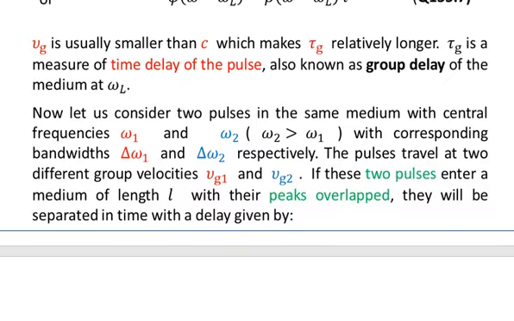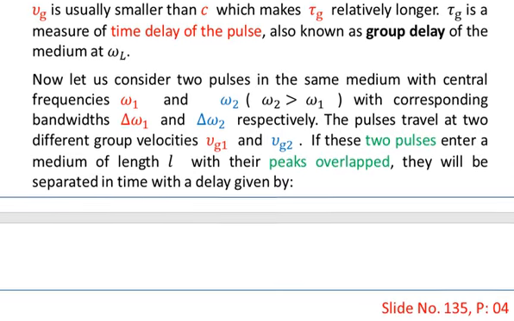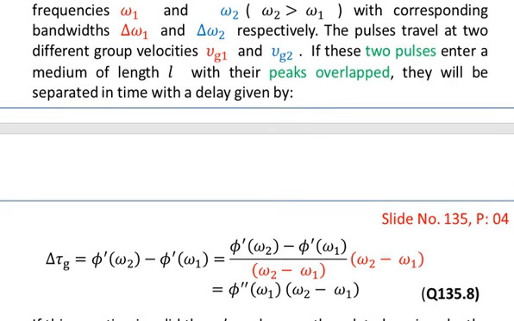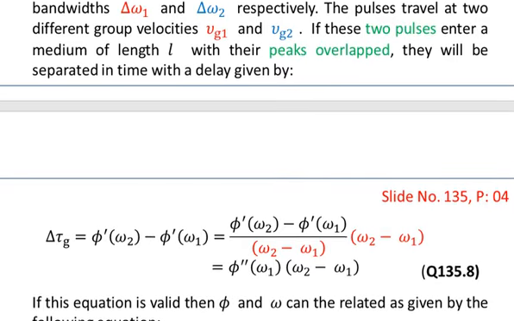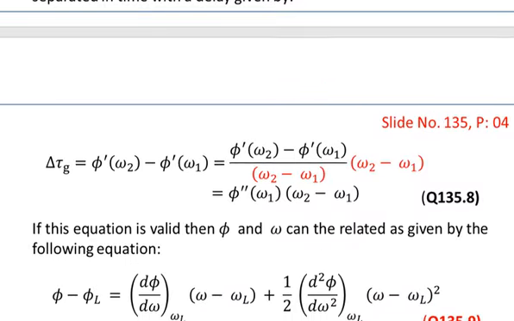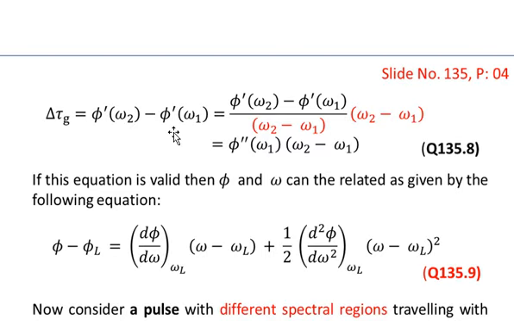So here you see that we are assuming that there will be a delay between the two pulses. Initially they will be overlapped, and when they have traveled through the medium, then of course they will be separated well apart from each other, and the separation is given by delta tau g. Delta tau g is the time delay separation between the two pulses.